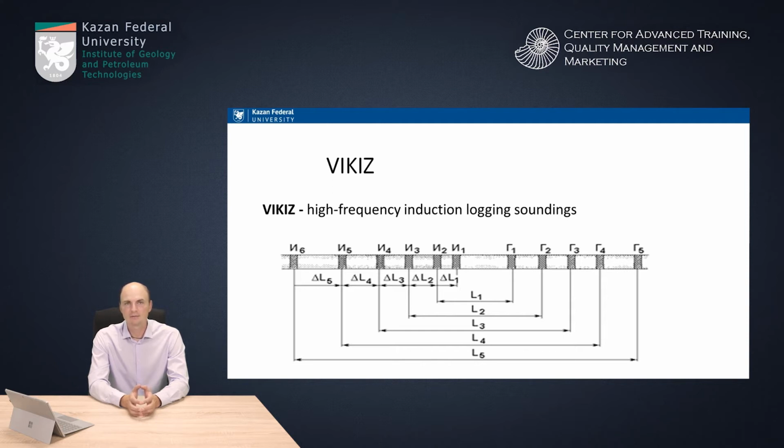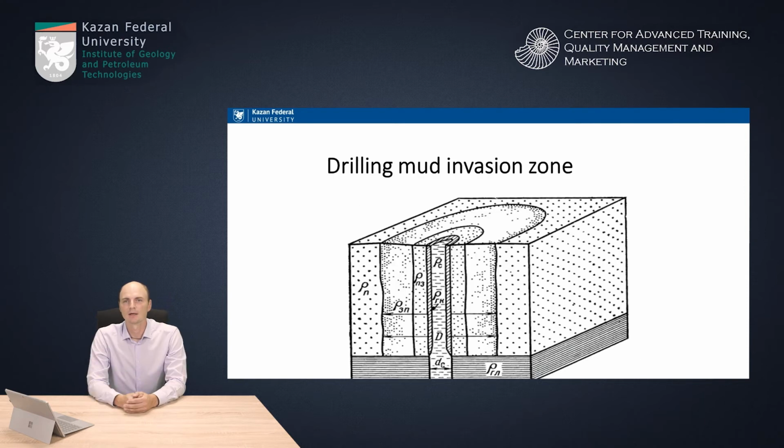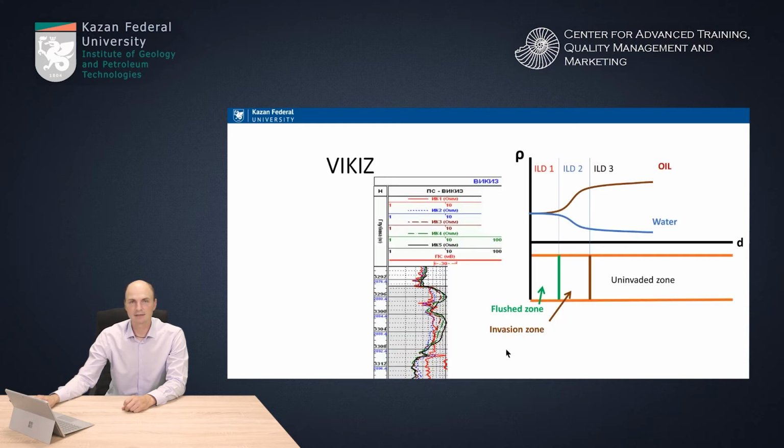Finally, we're going to have 5 different readings, and using these 5 different readings, we can examine the resistivity on the different investigation depth. If we look at the drilling mud invasion zone model that is shown on the slide, we can see that we have the flushed zone, the invasion zone, and the uninvaded zone. In case of VIKIZ, we can separately measure resistivity of these 3 zones. So let's look at an example.